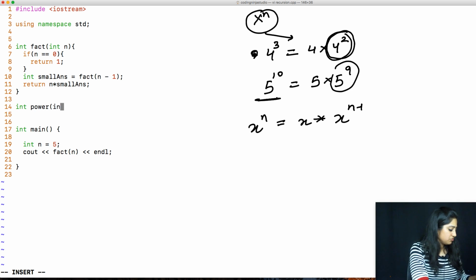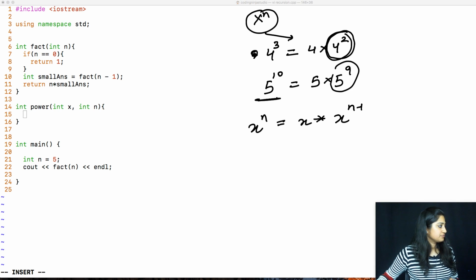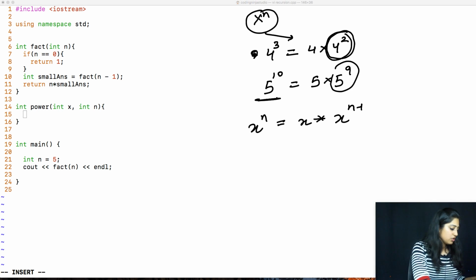So what I have to do is, I need x and I need n in order to calculate power. So I need these two values in order to figure out the answer. Okay.